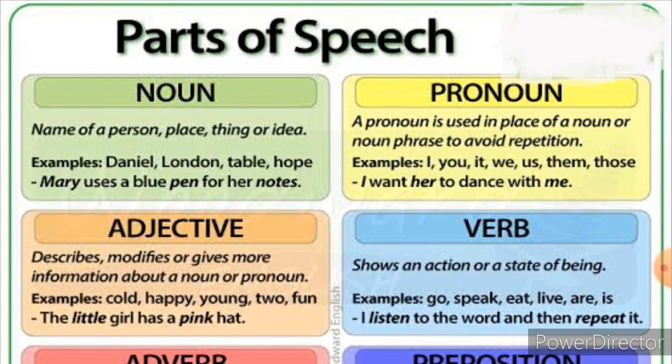Okay, the adjective describes the noun or pronoun in a sentence, and the adjective stands before the noun in a sentence. So the girl is the noun here. Before that, the adjective is there: little.